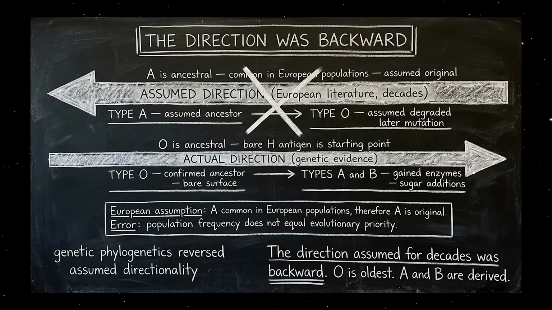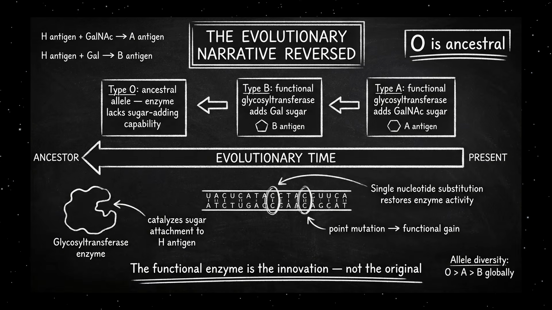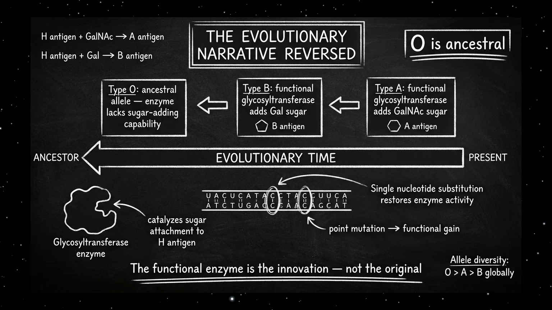The direction was backward. The correction required genetic evidence from multiple populations, phylogenetic analysis of ABO allele diversity across primate species, and molecular clock estimates of mutation timing. The ancestral allele is O. The A and B alleles arose through point mutations that restored enzyme function, adding sugar-building capability to a gene that originally lacked it.